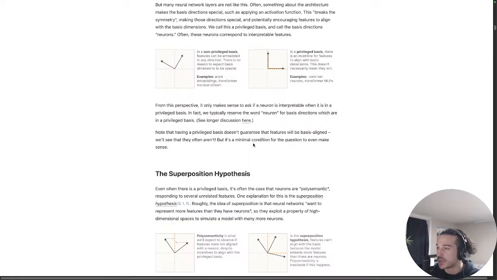In fact, we typically reserve the word neuron for basis directions which are in a privileged basis. Note that having a privileged basis doesn't guarantee that features will be basis aligned. We'll see that they often aren't, but it's a minimal condition for the question to even make sense.